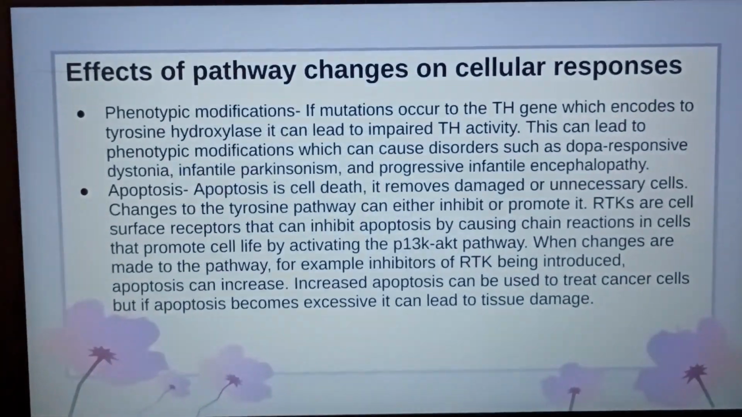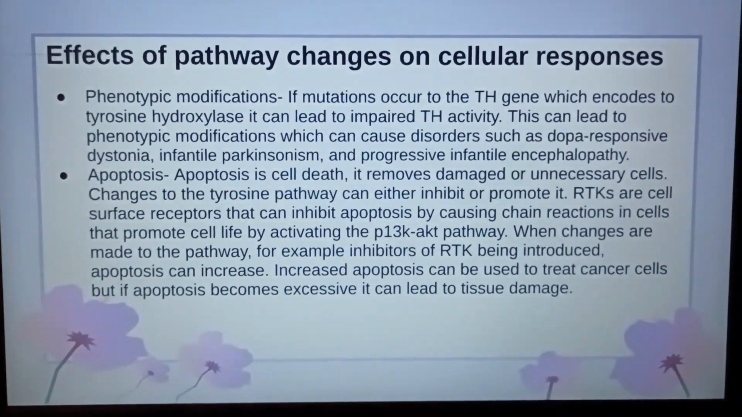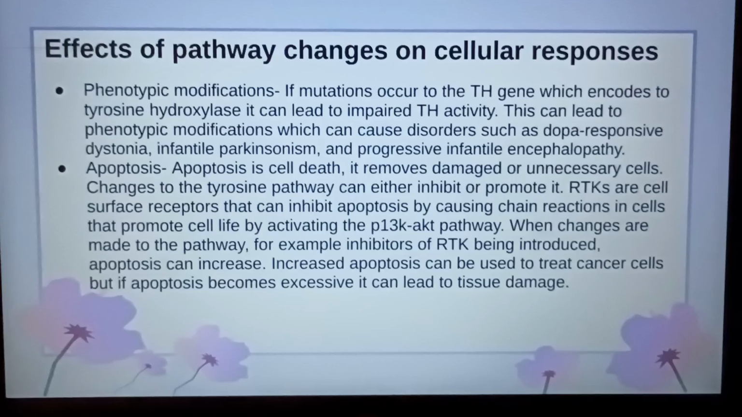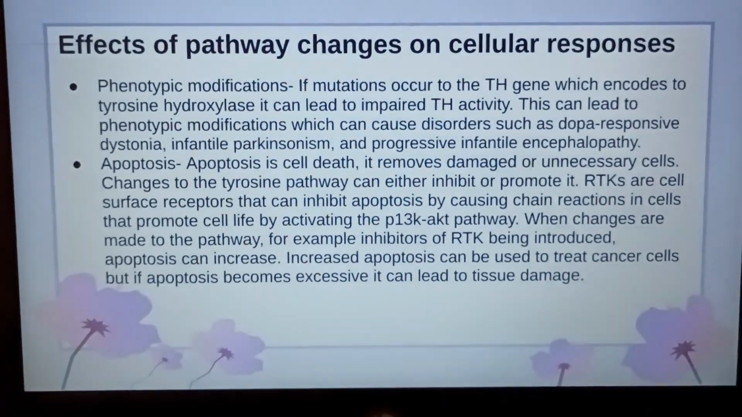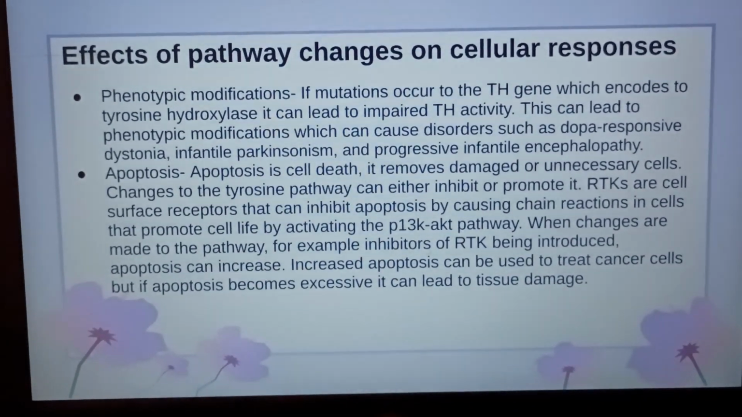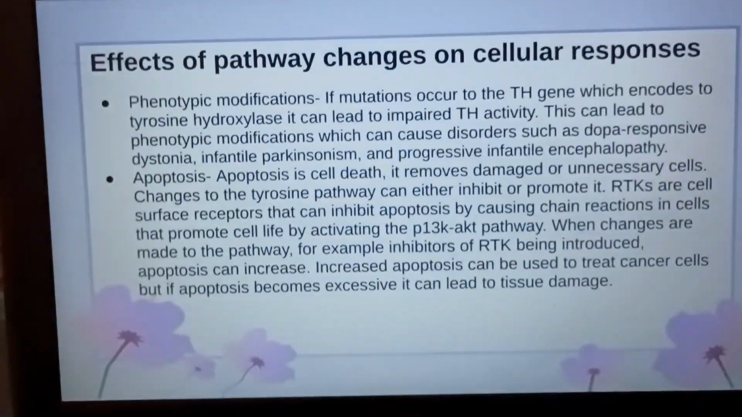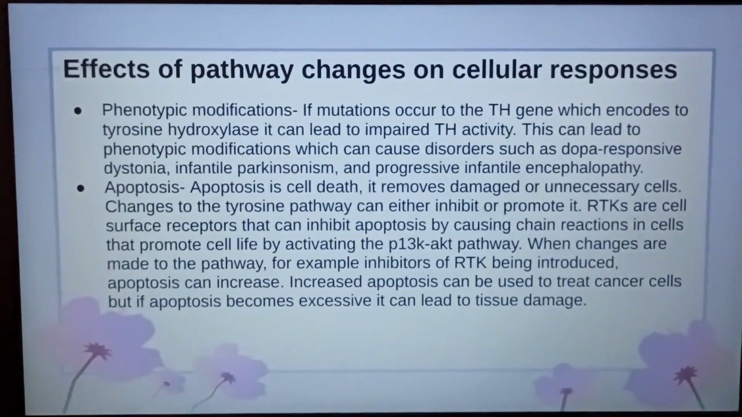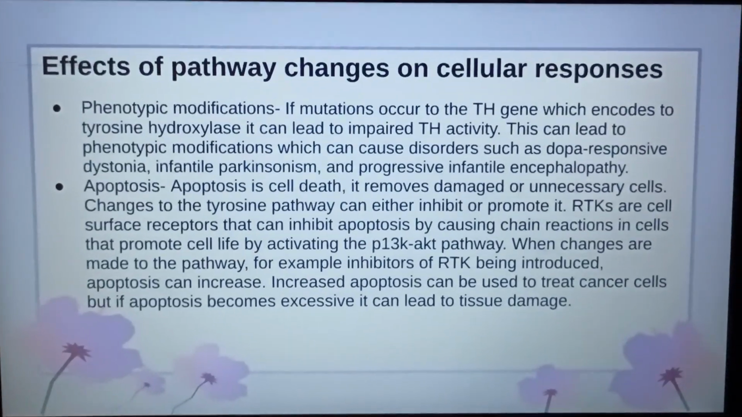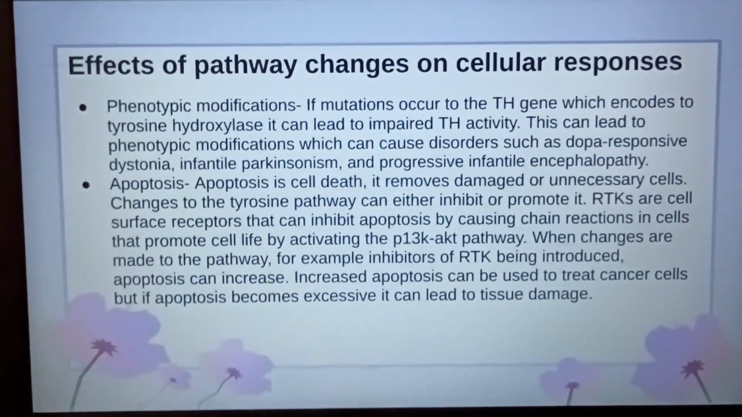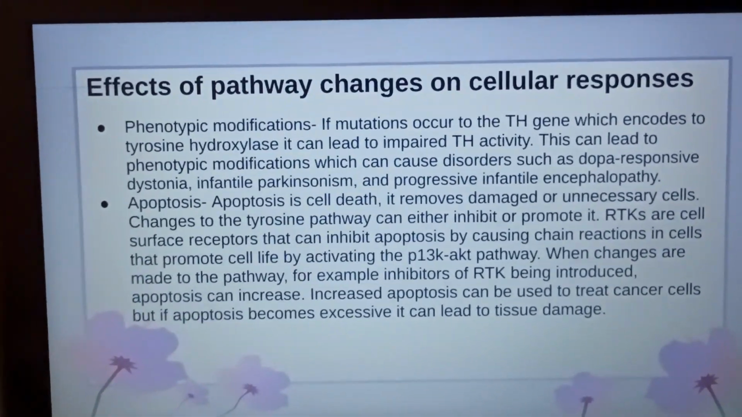When changes are made to the pathway, for example, inhibitors of RTK being introduced, apoptosis can increase. Increased apoptosis can be used to treat cancer cells. If they target a specific area, it can kill the cancer cells. But if apoptosis becomes excessive, it can lead to tissue damage.